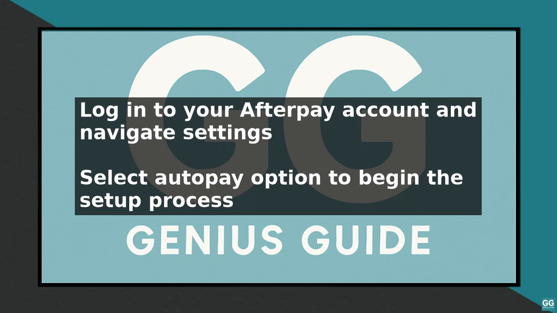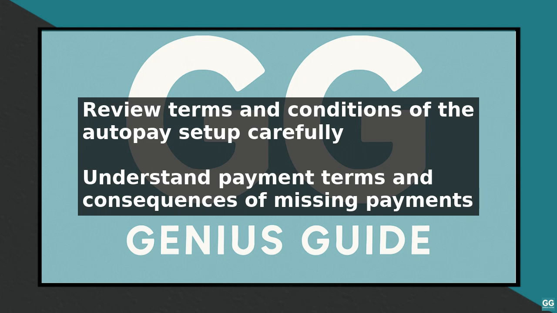First, log into your Afterpay account and navigate to the Settings or Payment Options section. Look for the Autopay option and select it to begin the setup process. You will be asked to confirm your payment method and authorize Afterpay to automatically charge your linked card on the due date of your installments.